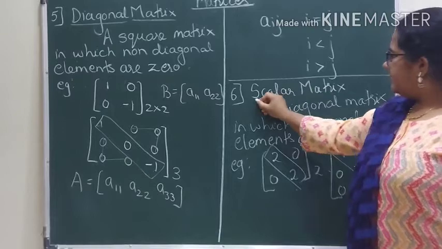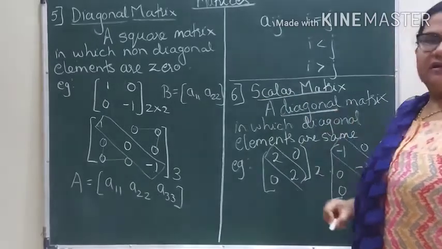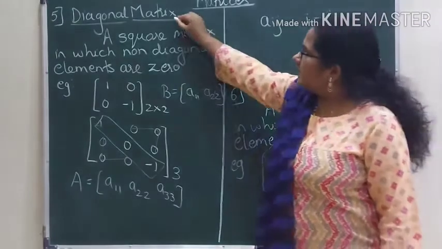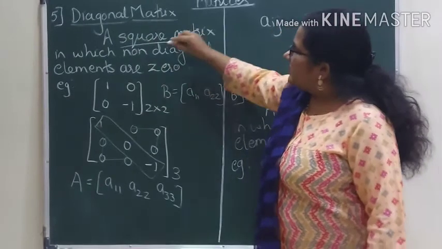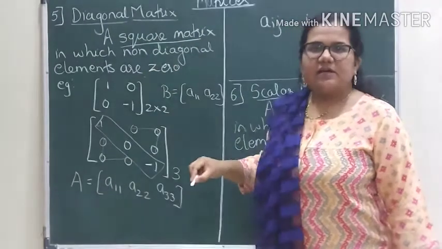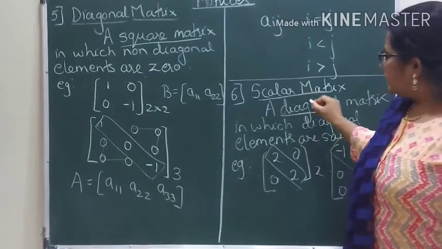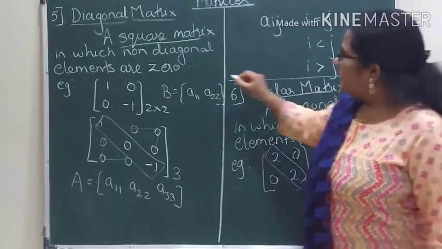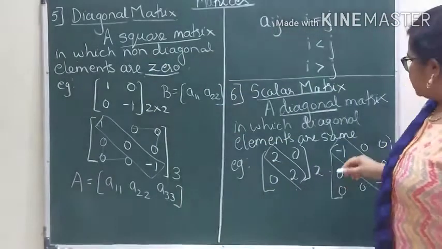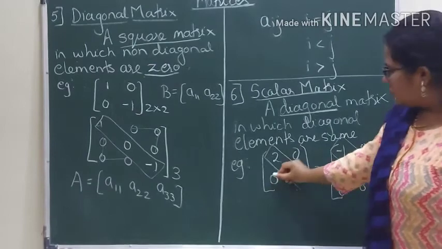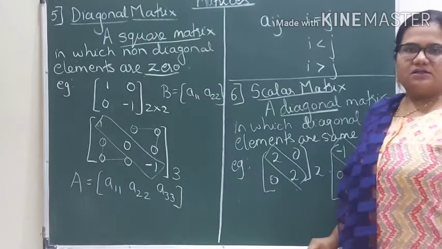Again, a scalar matrix is a diagonal matrix also. And what is a diagonal matrix? It is a square matrix where non-diagonal elements are 0. Since a scalar matrix is a diagonal matrix, therefore this 0 condition is also satisfied. So you can see non-diagonal elements are 0.